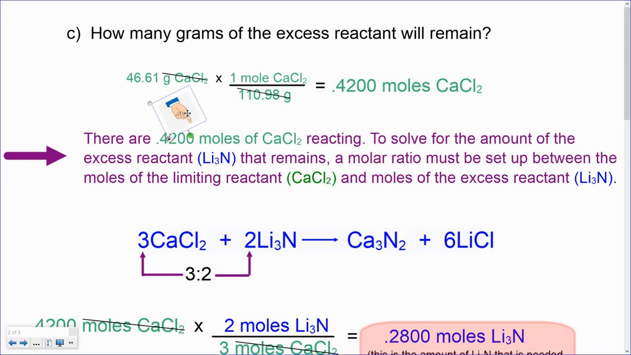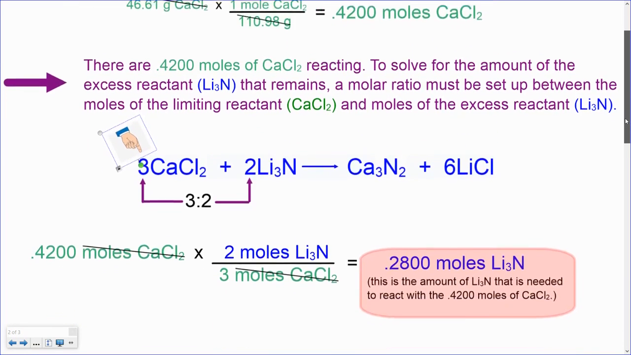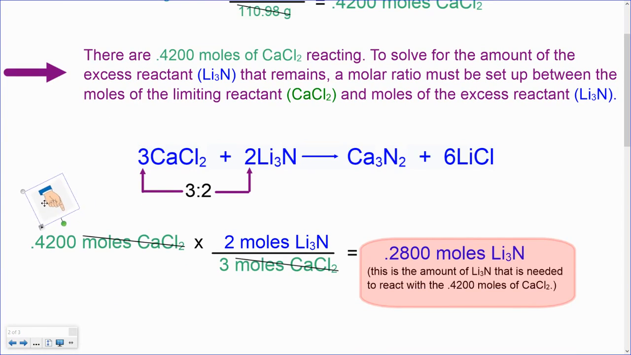To solve for the amount of excess lithium nitride that remains, a molar ratio must be set up between the moles of the limiting reactant, which is calcium chloride, and the excess reactant, lithium nitride. We want to know how much lithium nitride we need to react with the 0.4200 moles of calcium chloride. So we started this unit off last week by doing molar ratios. So the question is, if I have 0.4200 moles of calcium chloride, which is the limiting reactant, reacting, how many moles of lithium nitride do we need?